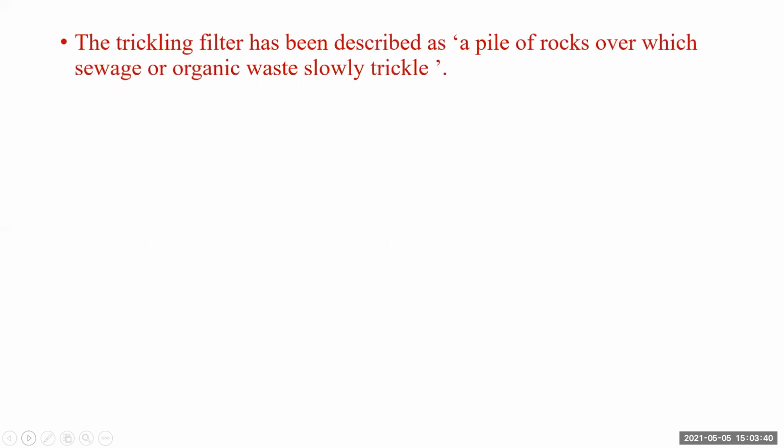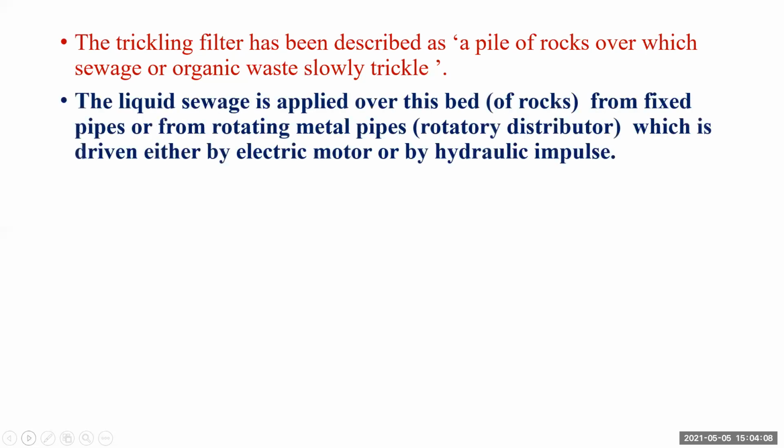Okay. Now, the trickling filter has been described as a pile of rocks over which the sewage or liquid waste slowly trickles. Trickling filter is described as a pile of rocks, a layer of rocks, one above the other, there are layers, over which the sewage slowly trickles.